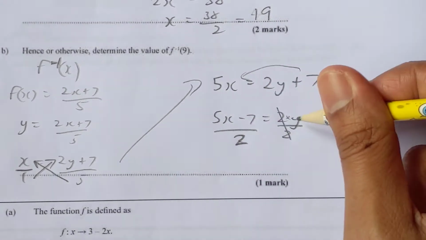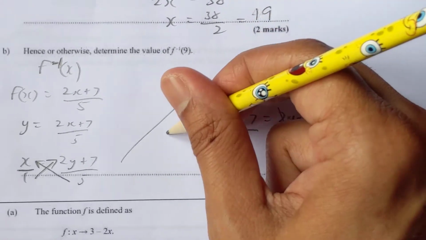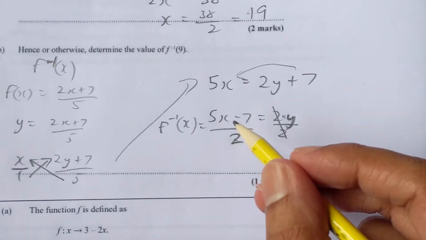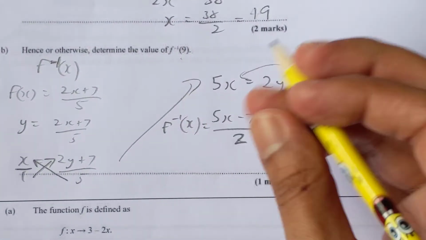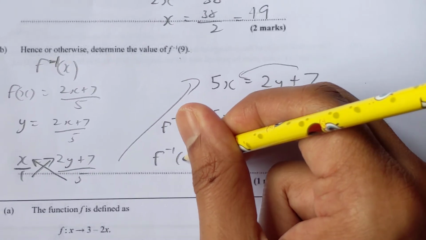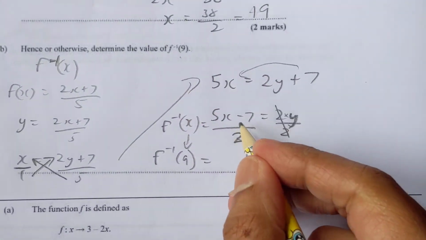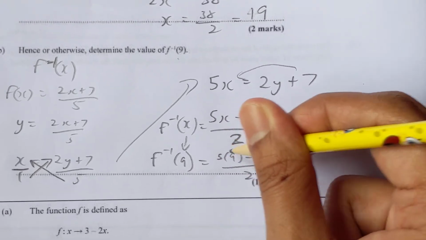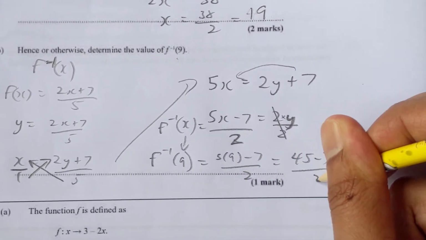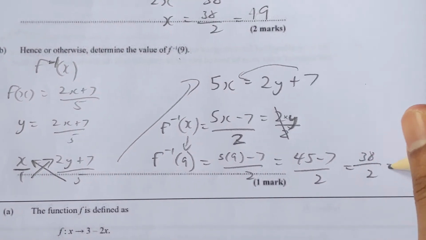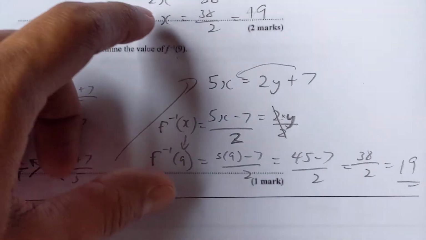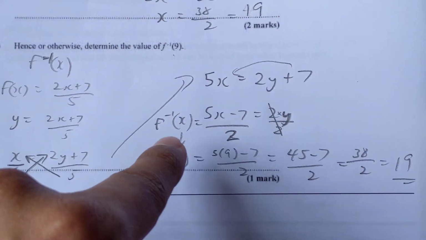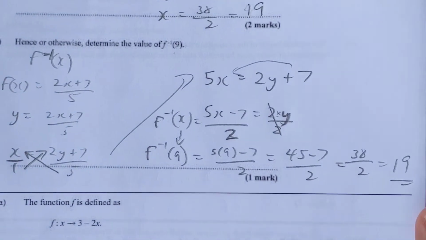And once I have y by itself, which I do now because this cancels out, this is f inverse x: (5x minus 7) over 2. I didn't want f inverse x, I wanted f inverse 9. So now that I have f inverse x, I can replace x with 9 in this new function that I created. So this is (5 by 9 minus 7) over 2. 9 fives is 45, minus 7, over 2. It's no coincidence. It works out to the same thing as above, because remember, when I stick in 9, I get 19 in the regular. So in the reverse, if you stick in 9, you're going to get 19 as well.